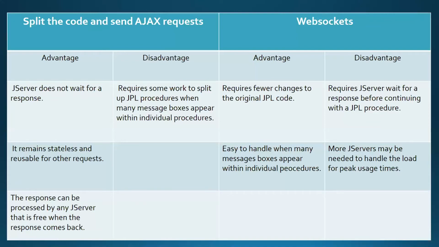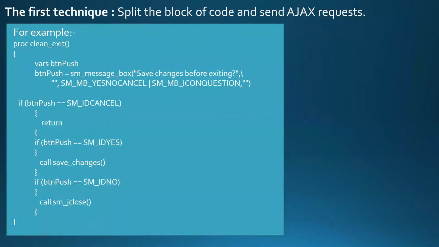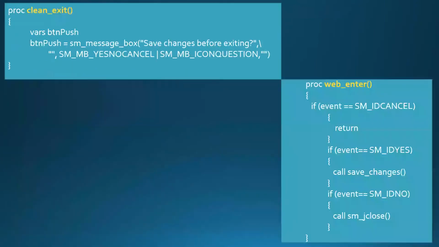Now I will explain the first technique, that is, split the code and send the response in an AJAX request. Let's see what I mean by splitting up the code. For example, if I have a function like this, where I invoke the function SM message box and call other functions like save changes and smj close based on the response received from the message box, then this can be split into two sections like this.